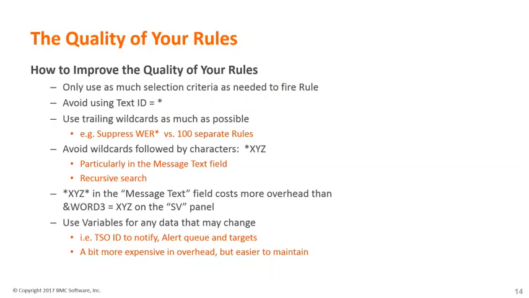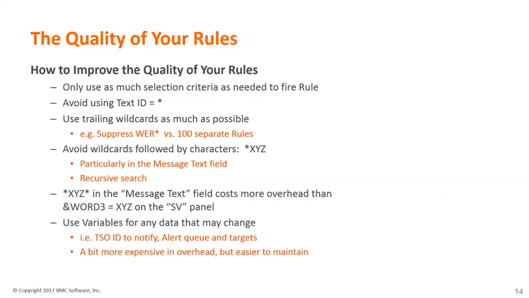We also need to look at the quality of the rules themselves. A few rules that we want to apply to building rules is we want to use trailing wildcards as much as possible because that'll reduce the number of searches that'll need to be done on a string. So if we do something like suppress all the messages that start with WER asterisk, we could probably avoid writing individual rules for a whole bunch of messages that start with WER.